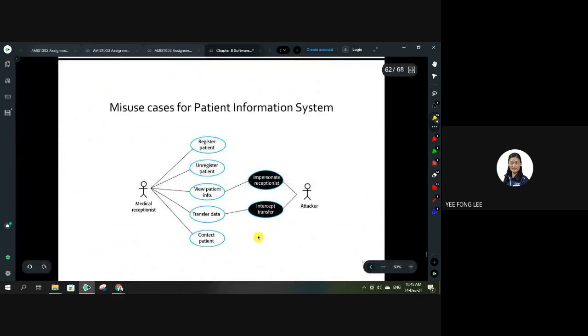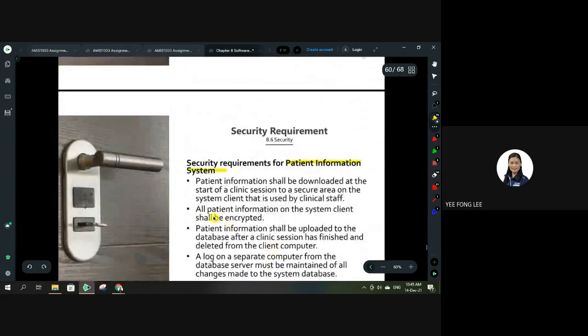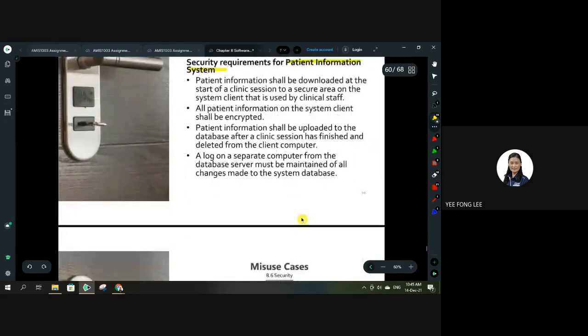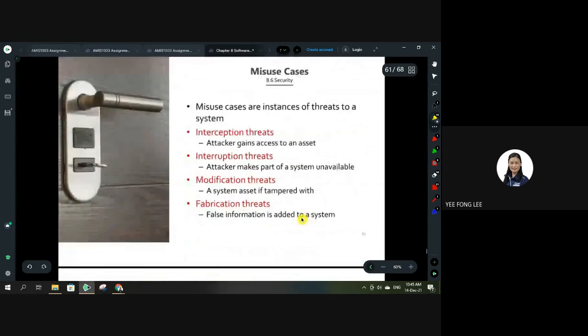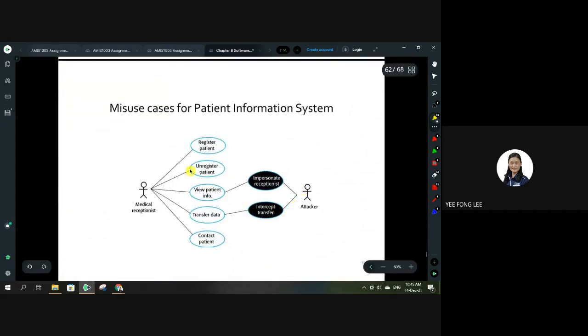This diagram shows misuse cases for the patient information system. You may relate this to the case just now. This part, they're together, continuous. Here is the use of the patient information system with the added misuse cases. The added misuse cases are the ones represented in black ellipses here, these two.